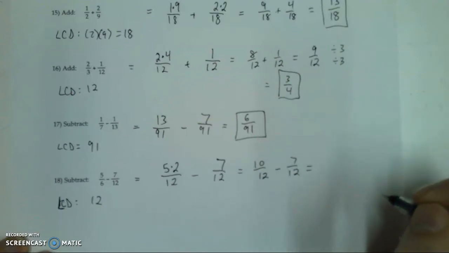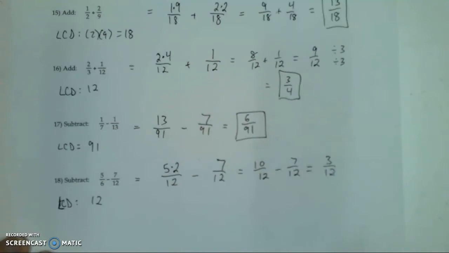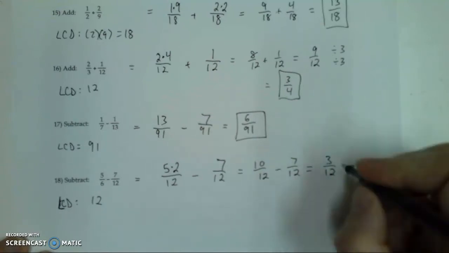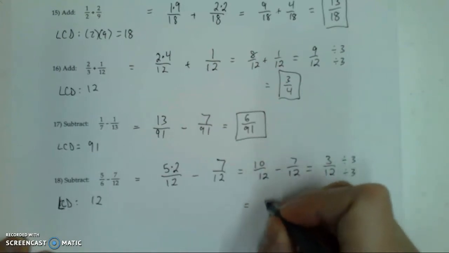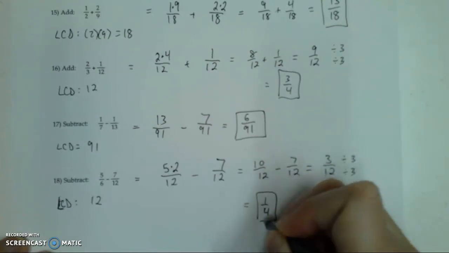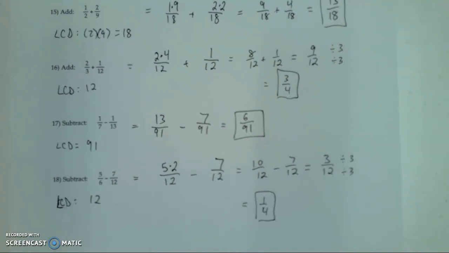Then subtracting those numerators, I get 3. I'm not quite done yet though, because I can reduce that. Let's divide both the top and the bottom by 3, and I get 1/4. So again, these are about as tricky as we're going to get. And again, make sure that final answer is in lowest terms. So that is our quick review of fractions.